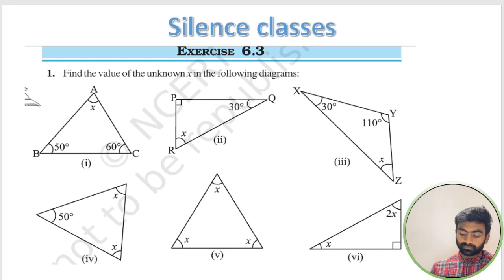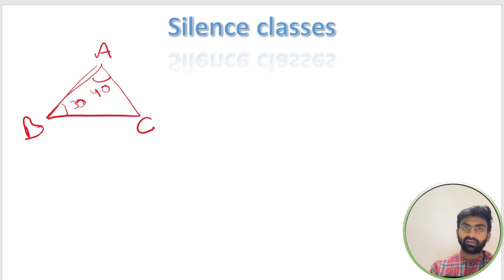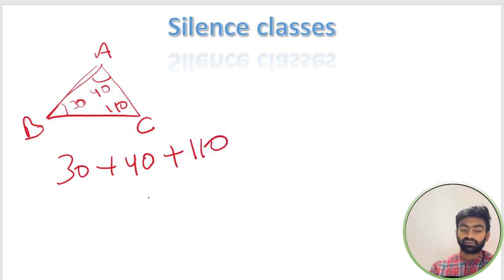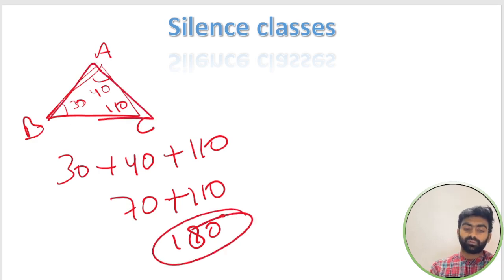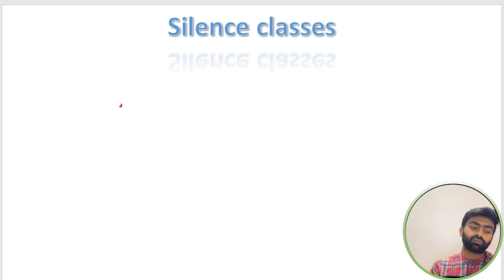Means if we add all the three angles, let's say this is a triangle A, B and C. This is 30 degrees, this is 40 degrees, this is 110 degrees. This is the angle sum property of a triangle. The sum of all the three angles should be 180 degrees. Means 30 plus 40 plus 110 is equal to 70 plus 110 is equal to 180 degrees. Then it is known as a triangle if the sum of all the interior angles is 180 degrees. So by using this angle sum property we will solve all these questions.